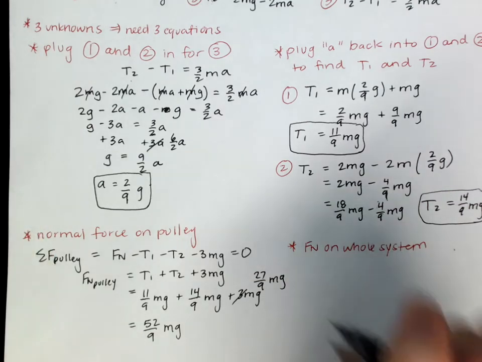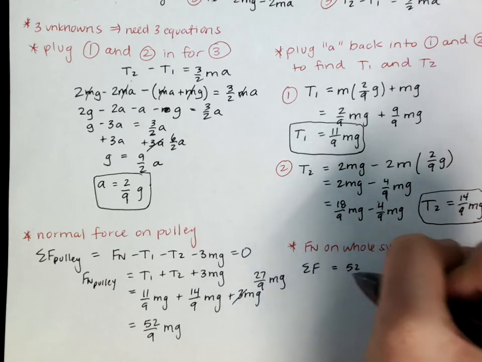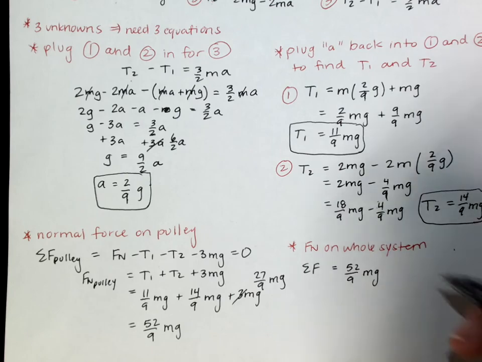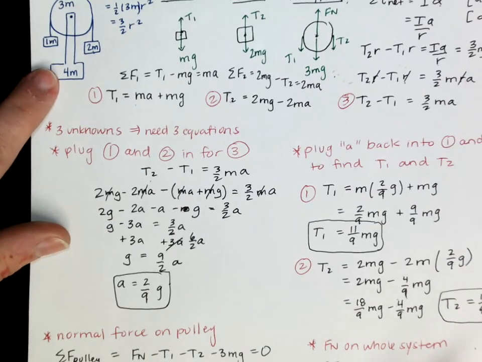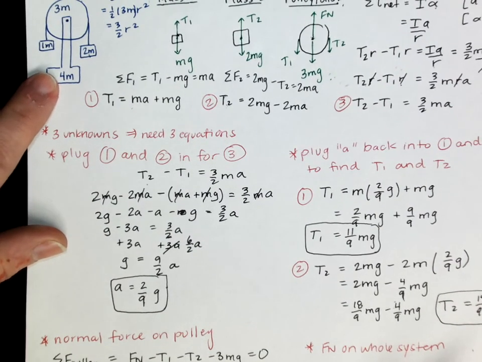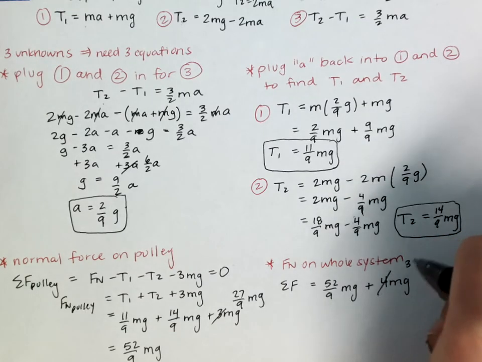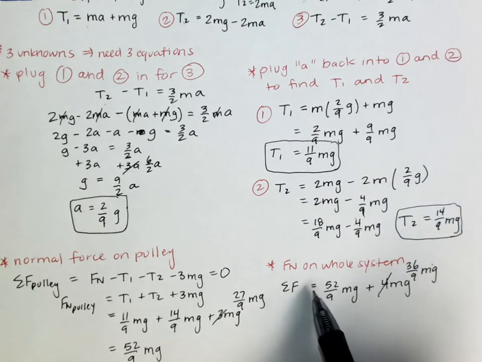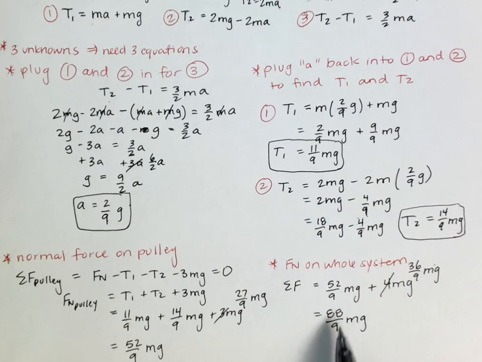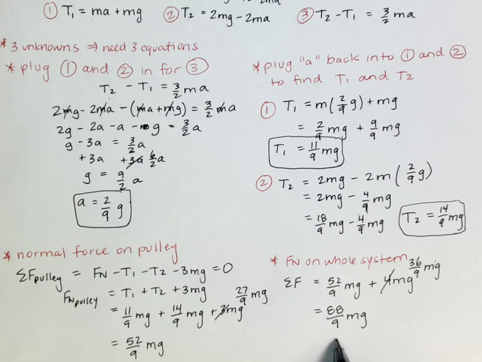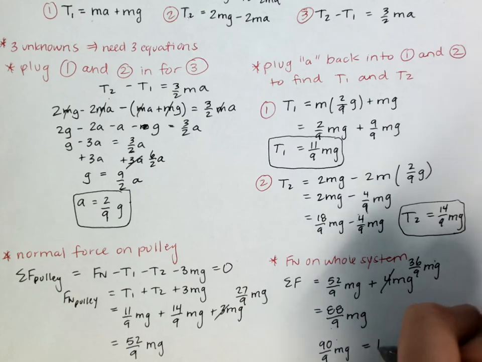Okay, so we get sum of the forces is going to equal the 52/9 mg plus the actual weight of the stand itself, because we need to add that because that's its normal force. So 4 mg. And in terms of ninths, that would be 36/9 mg. Once again, a lot of ninths here. So we get 52 plus 36, which is 88/9 mg. Well, you guys might notice that this is really close to 90/9 mg, which if it were 90/9 mg, that is equal to 10 mg.